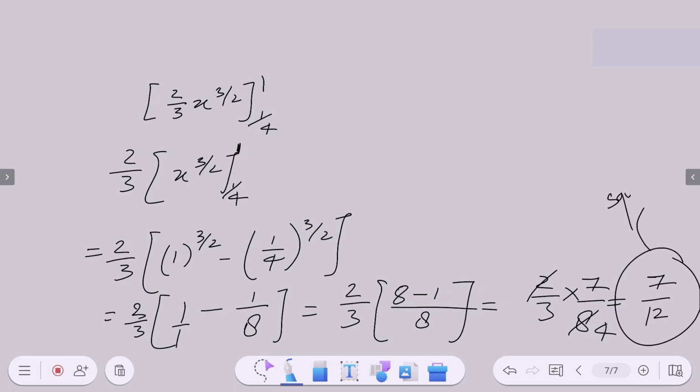7 by 12 square unit is the answer. Square unit is the unit of area. So the answer this time is 7 by 12. Thank you.